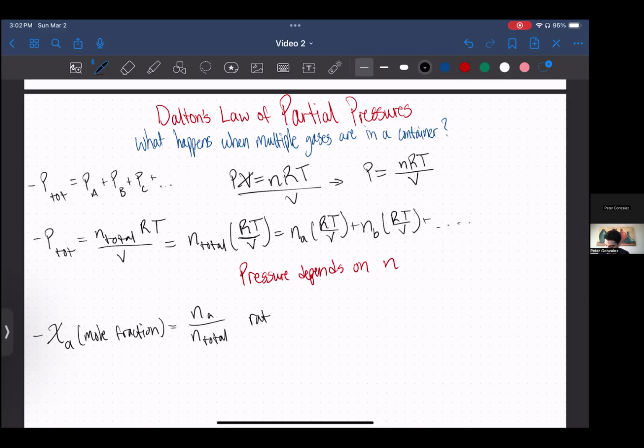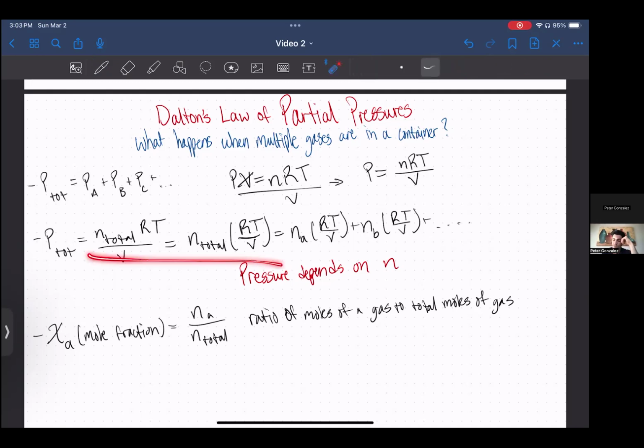So this is going to be the ratio of moles of a gas to total moles of gas in the system. And one thing to keep in mind too, if we look at all these equations we talked about above, we can see that moles of gas and its pressure are directly correlated. So to say that the mole fraction is equal to the number of moles of that gas over the total moles is the same thing as saying that this has to be equal to the partial pressure of that gas, or how much pressure that gas exerts in the system, divided by the total pressure in the entire system.